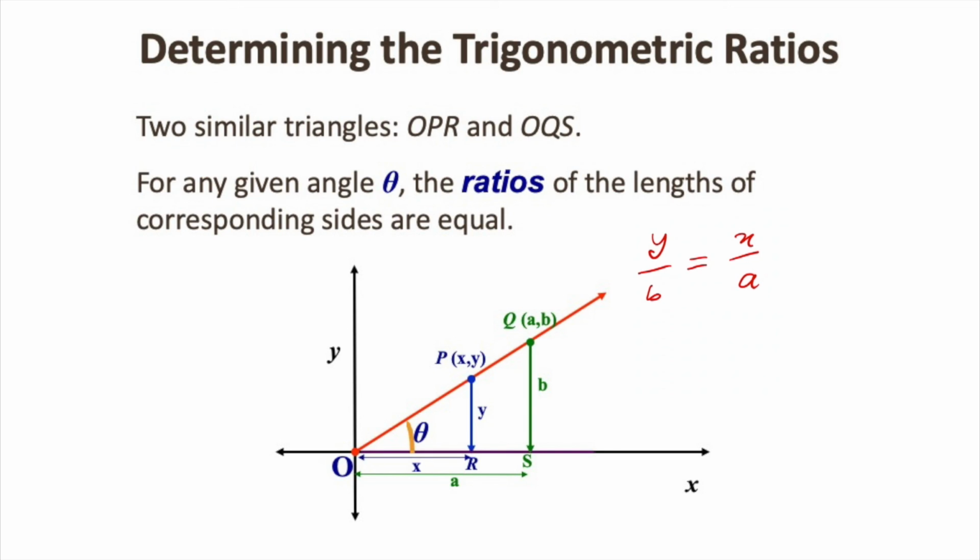From this, we can rearrange and have it in the form y over x is equal to b over a. That is, I have swapped the position of b and x. We are going to use this property of similar triangles to define the trigonometric functions in the next video.